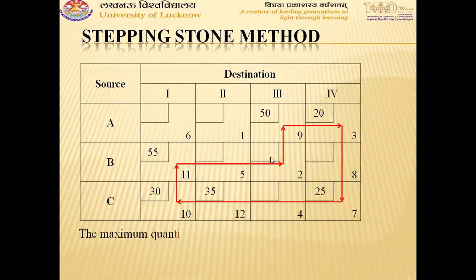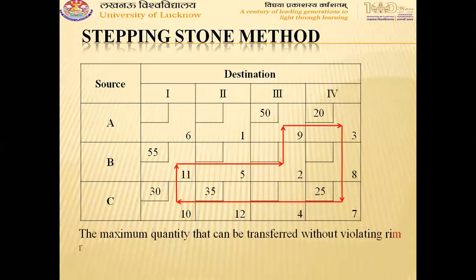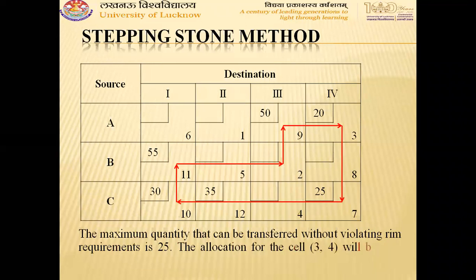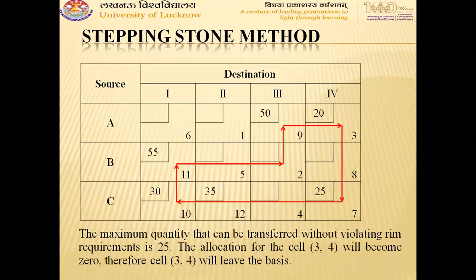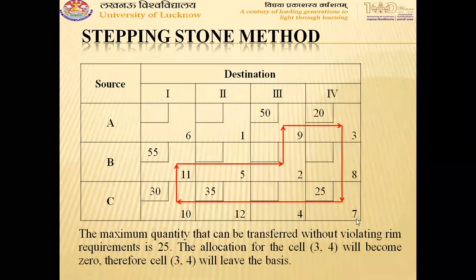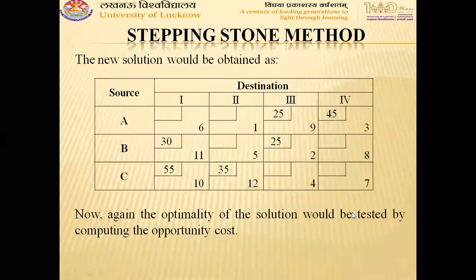Using this we obtain that the maximum quantity that can be transferred without violating rim requirements is 25, and the allocation for cell 3,4 becomes 0. That is, cell 3,4 will leave the basis, and the next table is obtained in this manner.